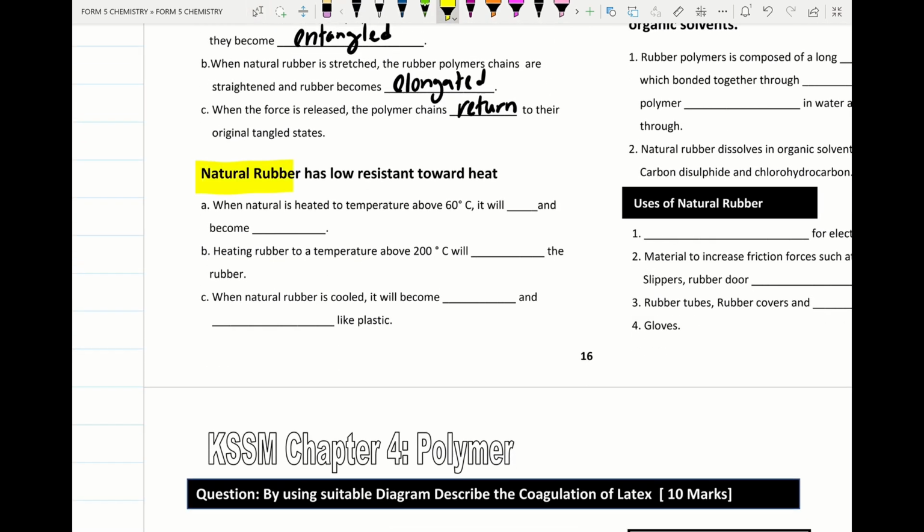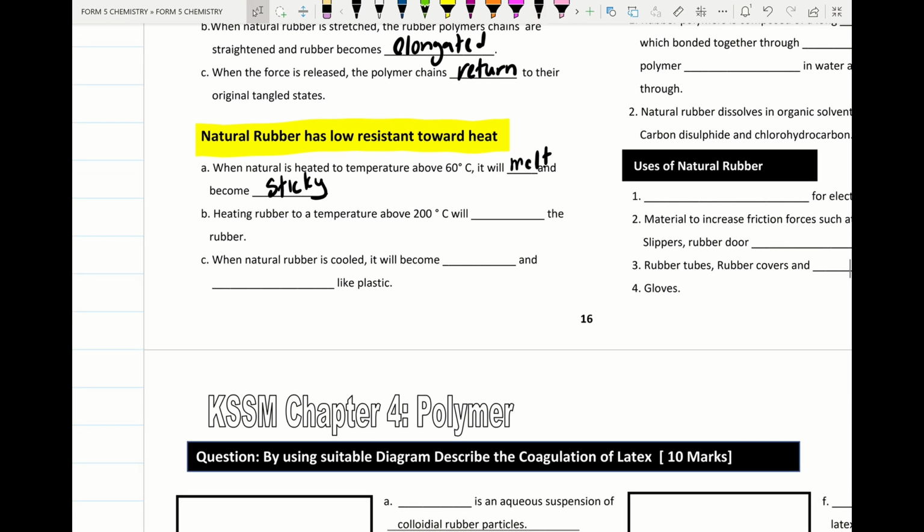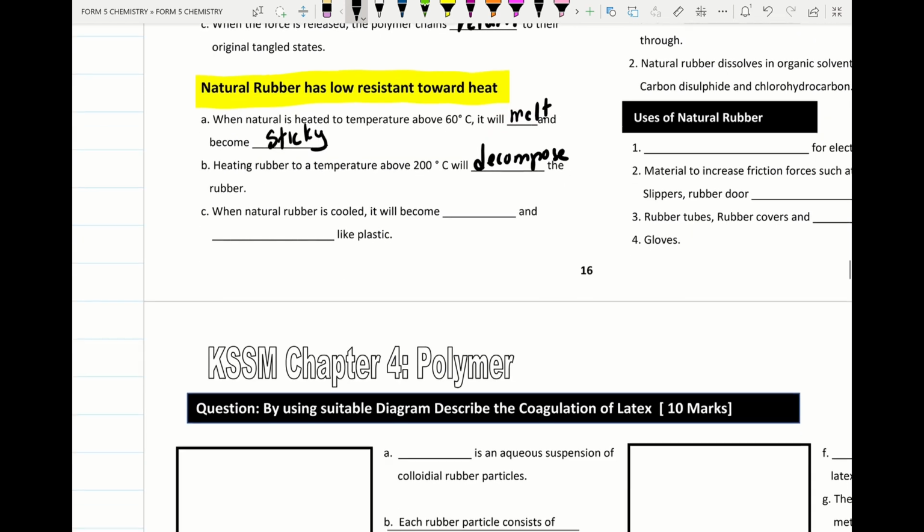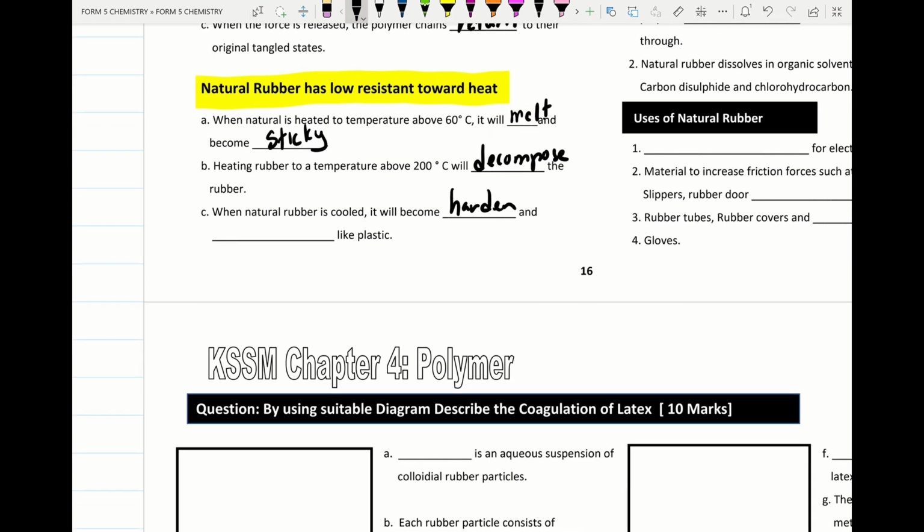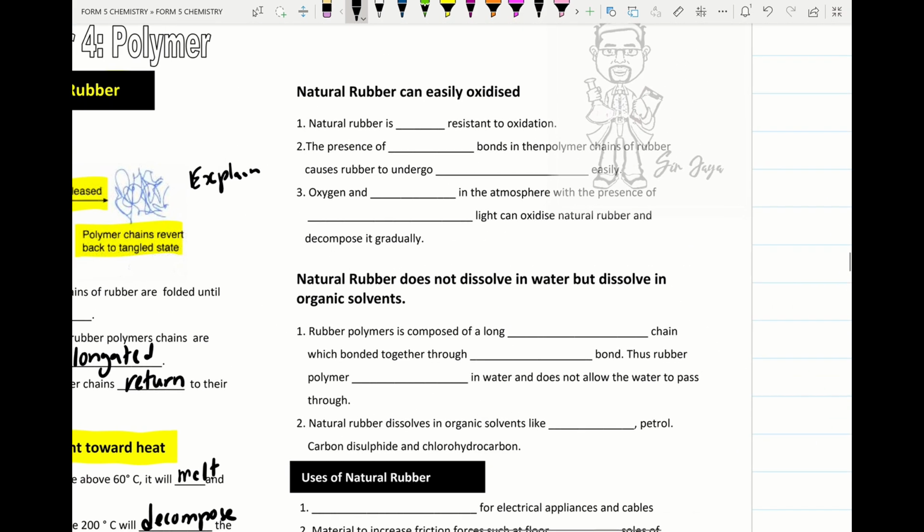Next characteristic: natural rubber has low resistance toward heat. When natural rubber is heated to a temperature above 60 degrees Celsius, it will melt and become sticky. Heating to a temperature above 200 degrees Celsius will decompose the rubber. Then when the natural rubber is cooled, it becomes hardened and brittle, like plastic.